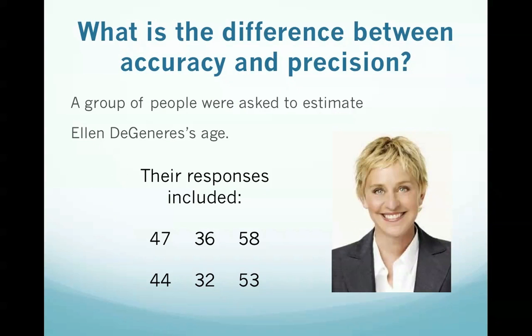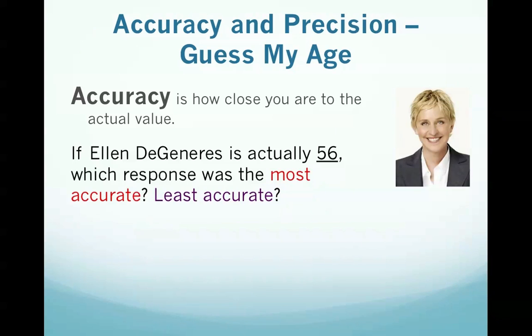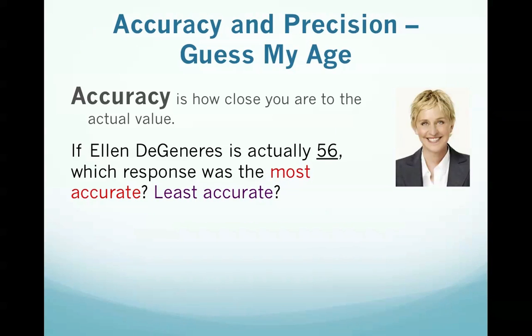So I'm going to give you just some real-life examples, so you don't need to write this into your notes, but what is the difference between these terms, accuracy and precision? A group of people were asked to estimate Ellen DeGeneres' age, and you can see the 6 responses on your screen. Now, accuracy is how close you are to the actual value. So in this case, we are concerned with Ellen DeGeneres' actual age. So this year that I'm recording, Ellen DeGeneres is actually 56.